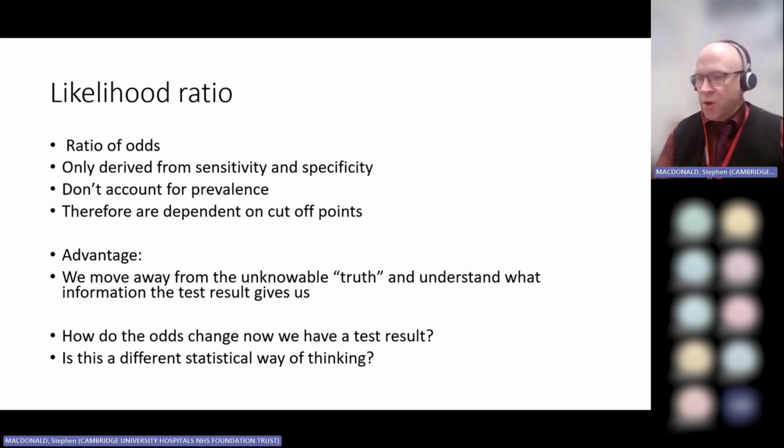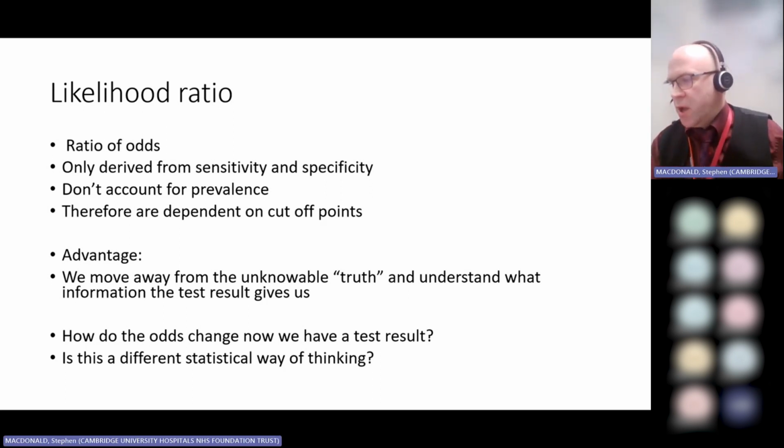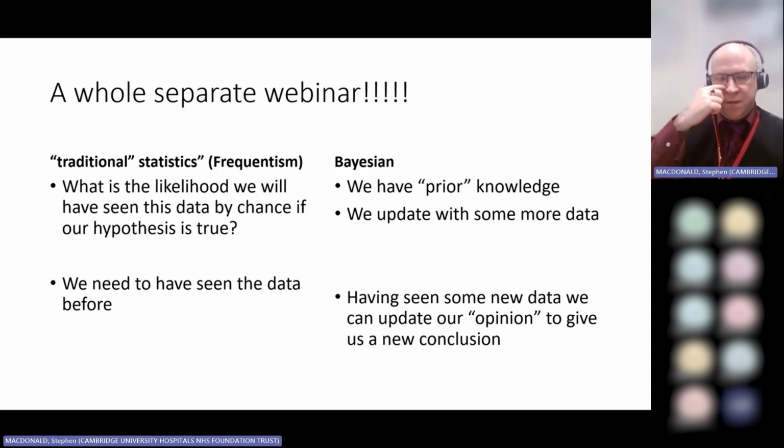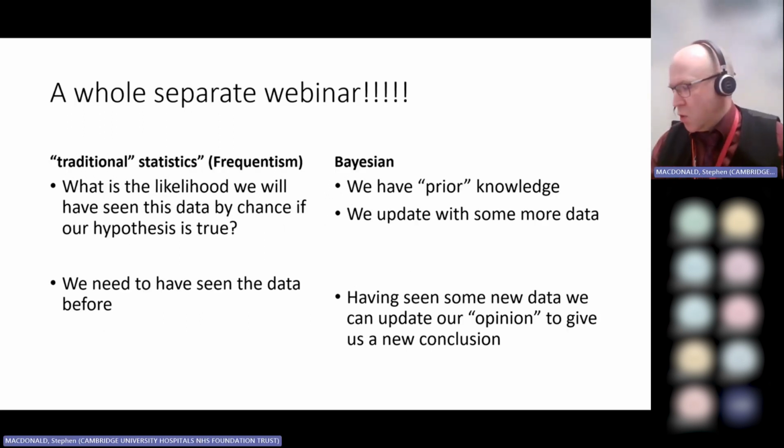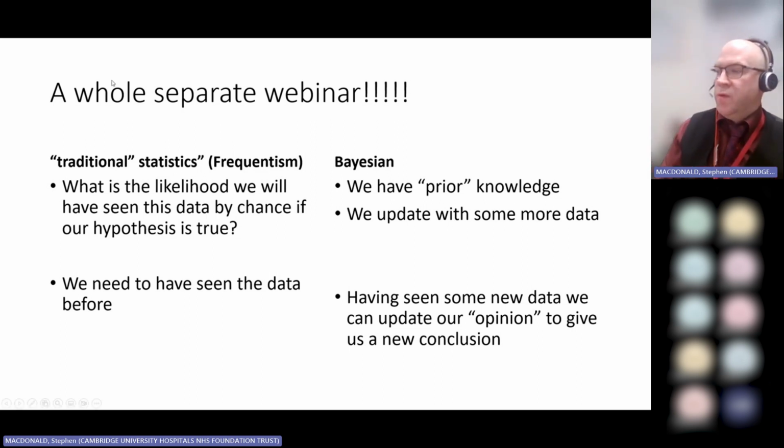But the question still remains, how do the odds change now we have a test result? And do we need a different way of thinking about this statistically in order for it to be more intuitive? Actually, talking about the battle that goes on in the statistical world is a completely separate webinar. But I just want to compare and contrast what most of you will probably consider to be statistics, because that's what you've been taught, and that's something called frequentism.